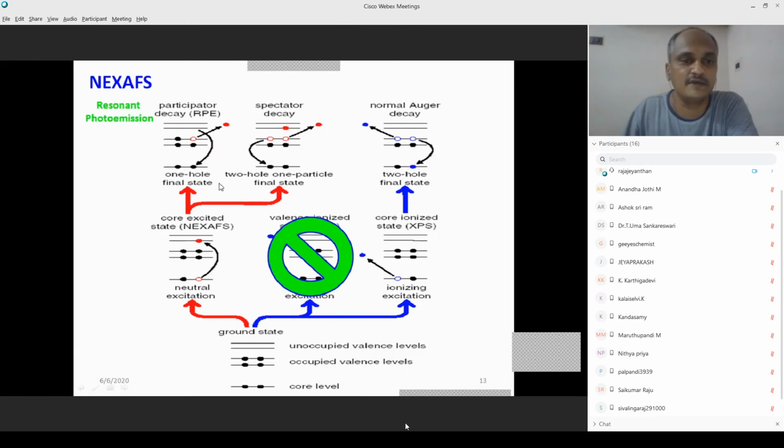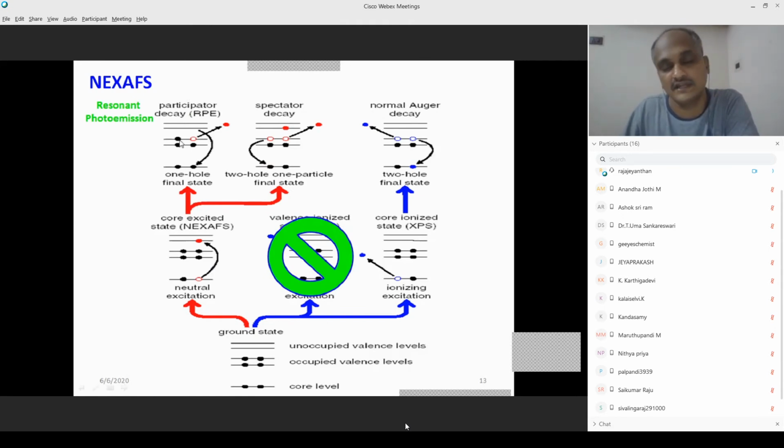In the participator decay, the excited core electron, which occupies the unoccupied valence shell, will return to the core level. While it is returning, it will release an energy. That energy will kick out an electron from the occupied valence levels.